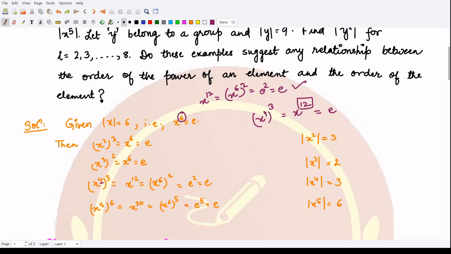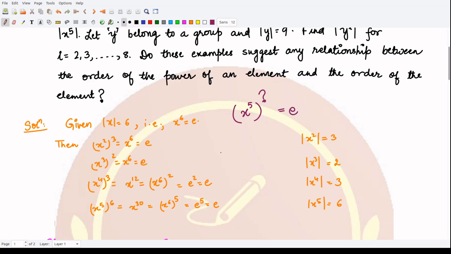In a similar fashion, we will be looking at x raised to power 5. Now basically what is our task? Our task is to find some power of x raised to power 5 such that it becomes identity, correct? So if we substitute 1 here, we get the power as 5, so we do not get anything. If you put 2 here, you get 10, you do not get anything. You put 3 here, you get 15, you do not get identity. If you take 4, you get 20, you do not get identity. 5 gives 25, so you won't get identity.